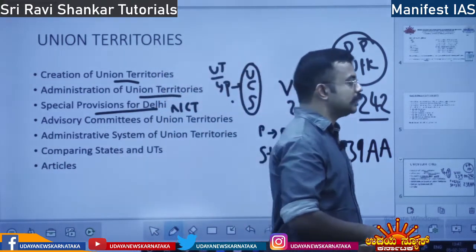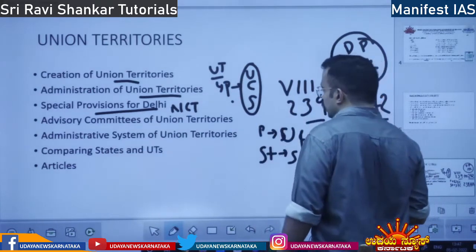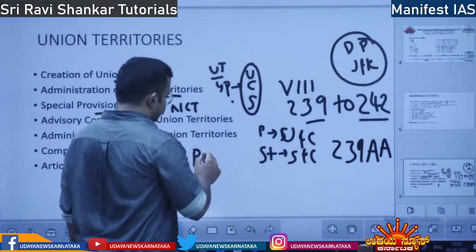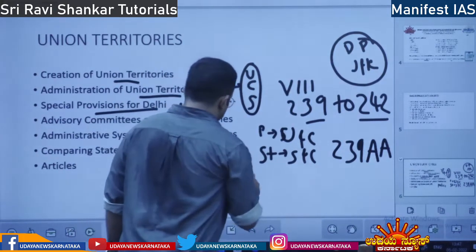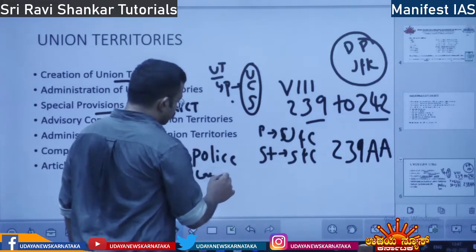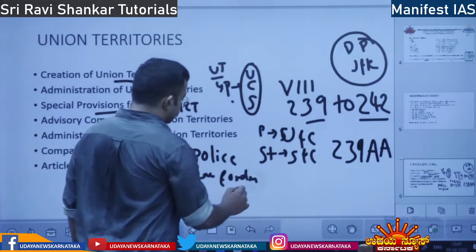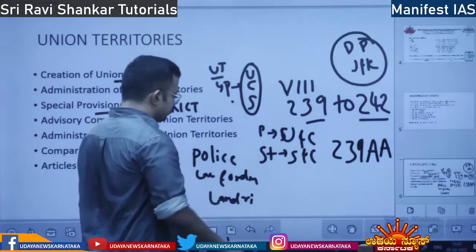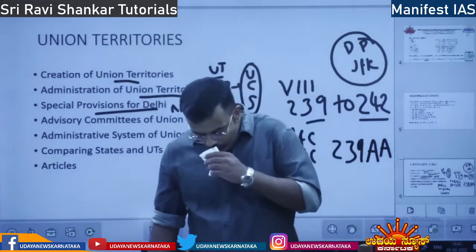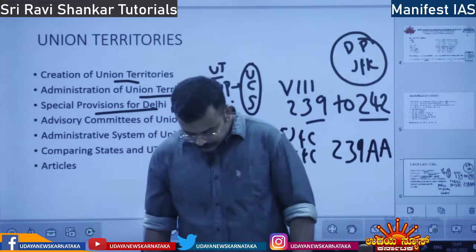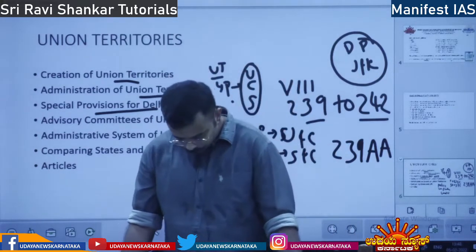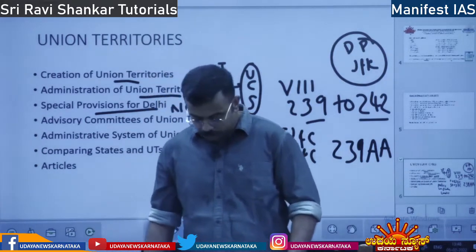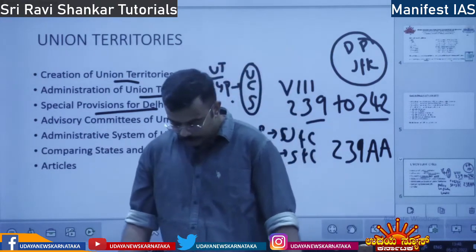So this is the point of contention between the union government and Delhi Union Territory government. Which are the 3 areas? Law and order, police, and land rights. These are the 3 areas where the Parliament alone can make a law. The state legislature cannot make a law.